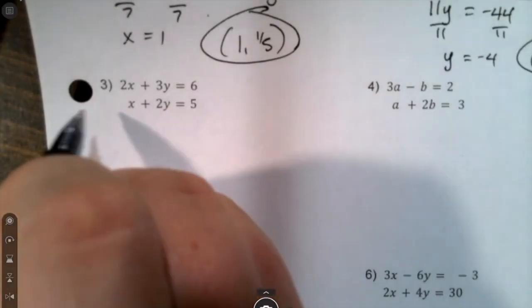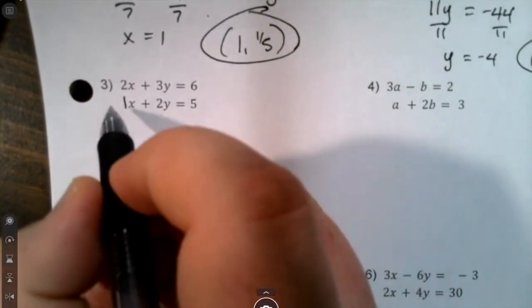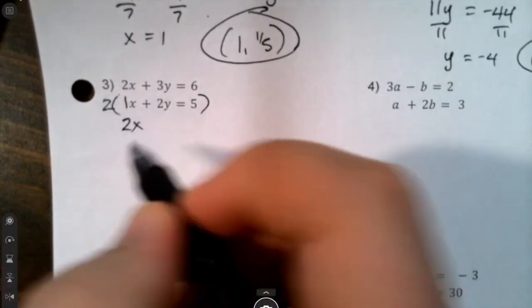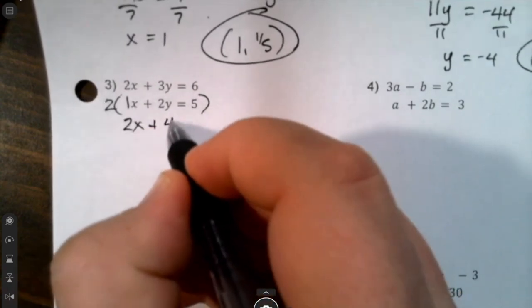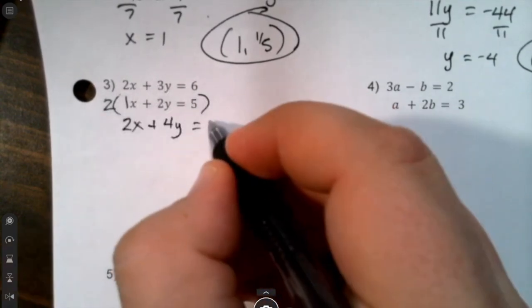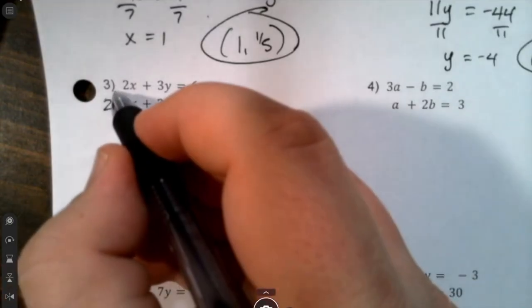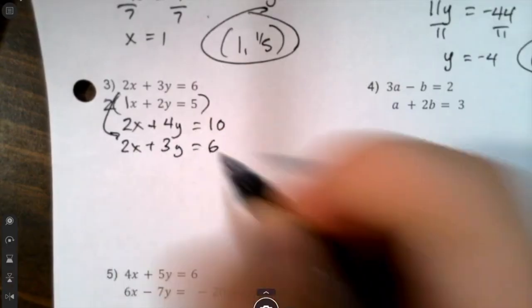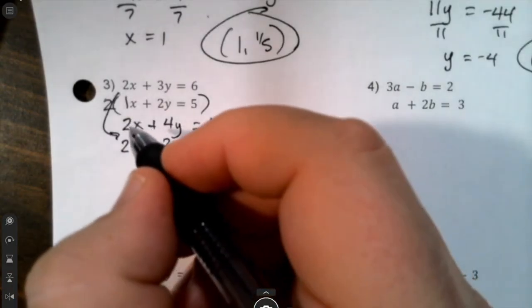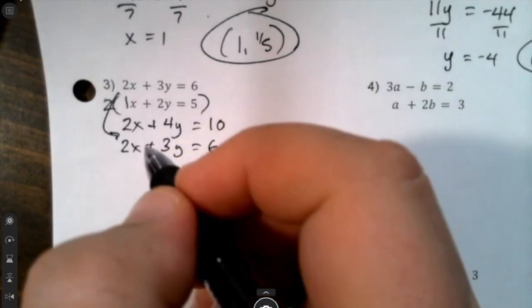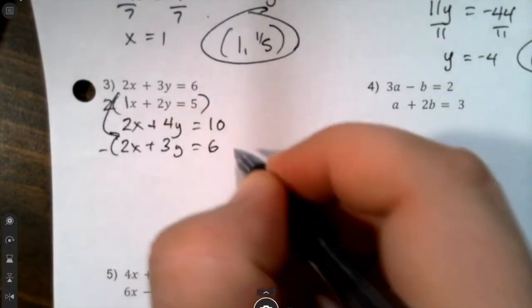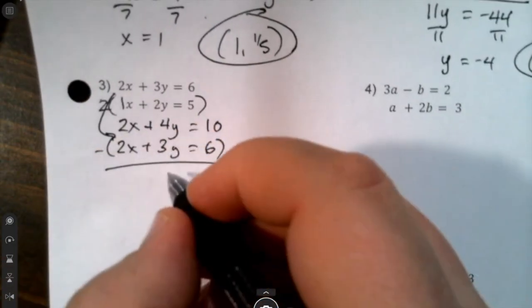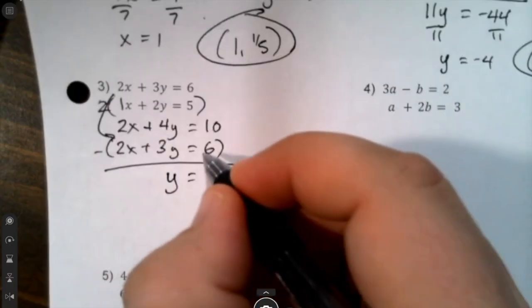Okay, on number 3, since this is 2x and this is 1x, I'm going to multiply everything in this equation by 2. So 2 times 1x is 2x, 2 times 2y is 4y, 2 times 5 is 10. And just to put them together, I'm going to rewrite the first equation right below that. And since we have a positive 2 and a positive 2, they have the same sign and the same variable, so we will subtract them from both sides. 2x minus 2x is 0, 4y minus 3y is 1y, and 10 minus 6 is 4.